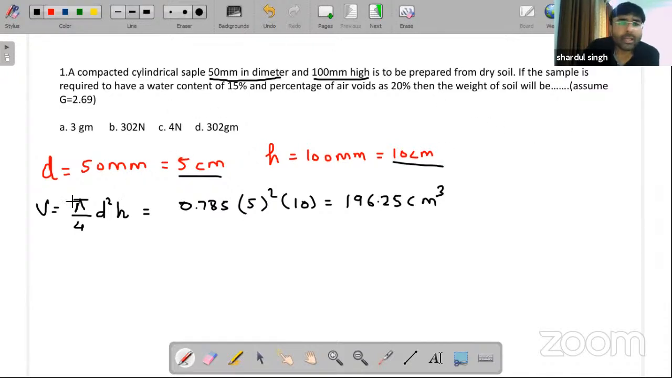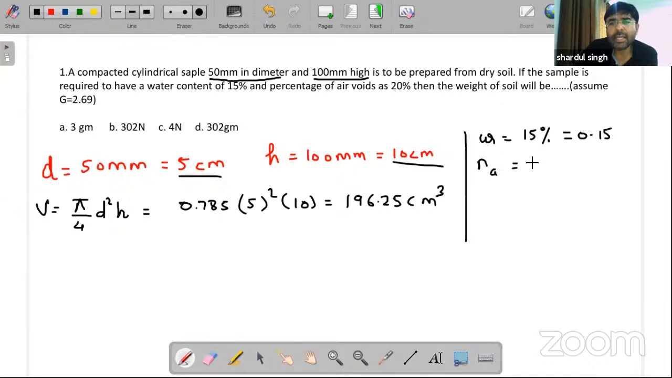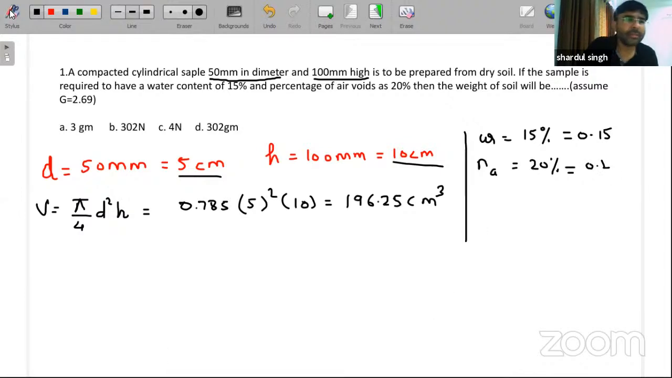And now it's saying that the water content required for this sample is 15%, that is 0.15, and the percentage of air voids, that is Na, is 20%, that is mathematically 0.2. So you have been asked to calculate the weight of the sample.